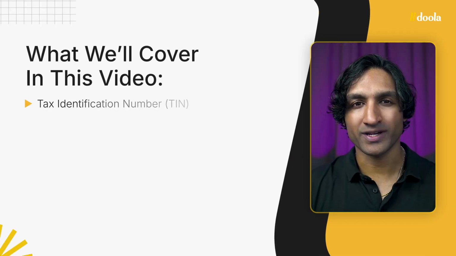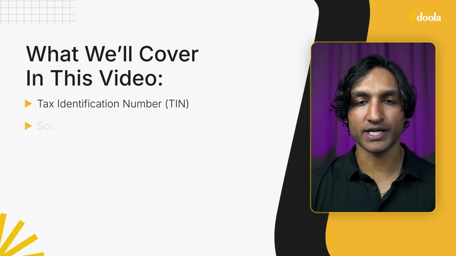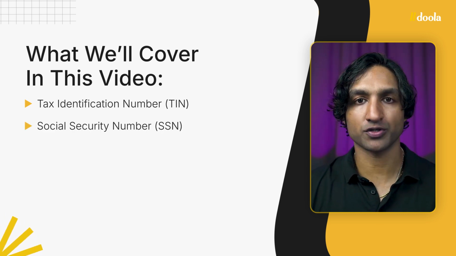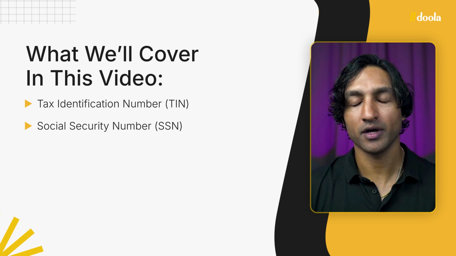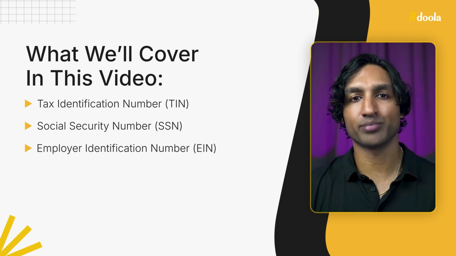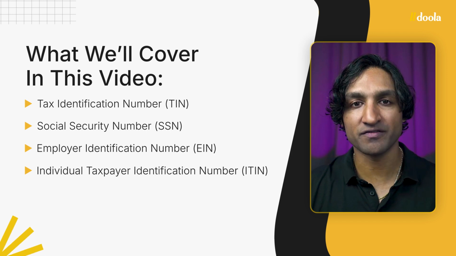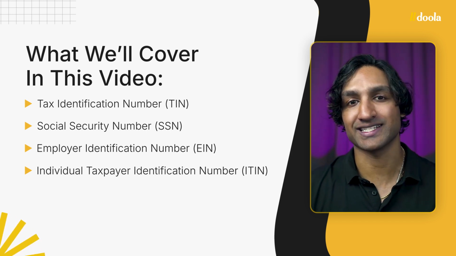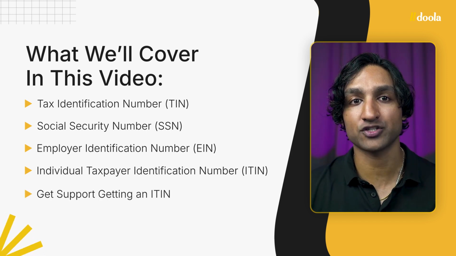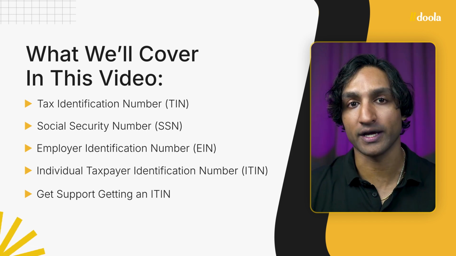I promise you by the end of this video, I'm going to explain the difference between an SSN, EIN, and ITIN. I'll explain how they're different, and the way we're going to do this is in a couple steps. First, we'll help understand what is a tax identification number, or a TIN. Then we'll walk through what is a social security number, or an SSN. Then we're going to walk through what is an employer identification number, that's an EIN. We'll then run through what is an individual taxpayer identification number, that is an ITIN. And then I'll walk through how to actually get support in getting an ITIN or an EIN.